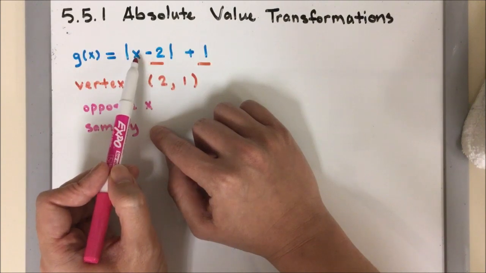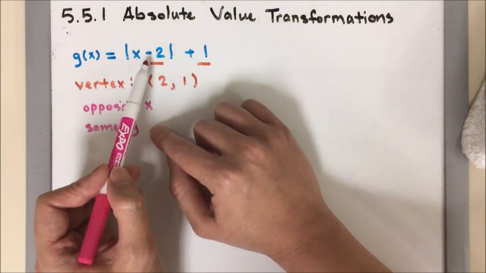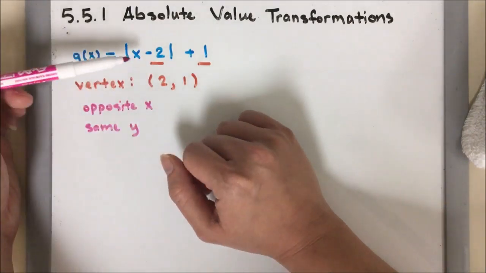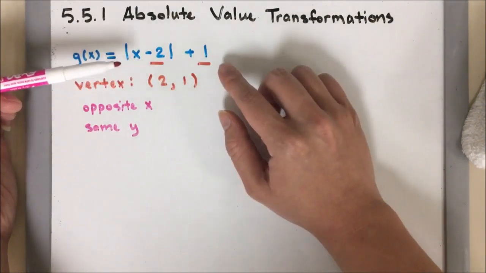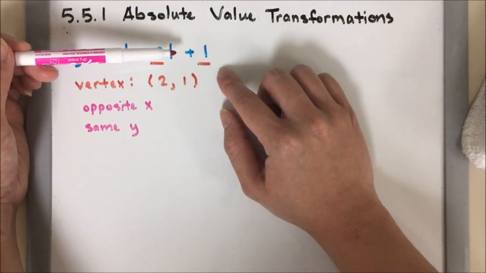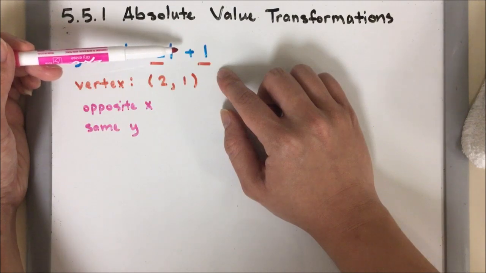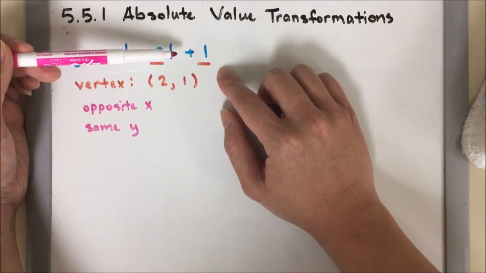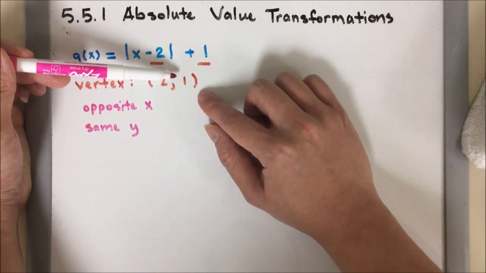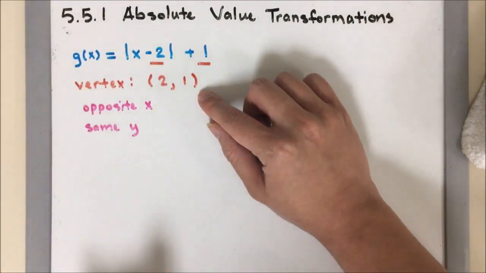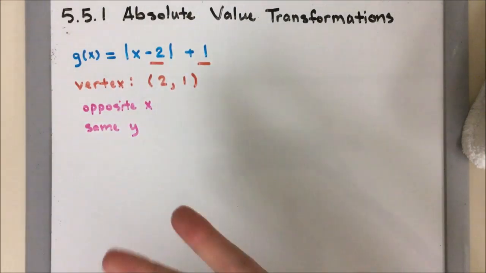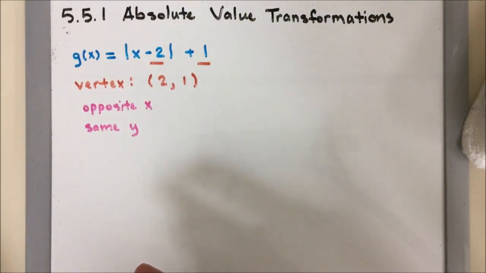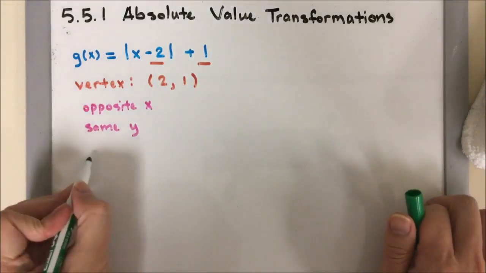So let's review. Inside is x minus 2. If you look at the number, minus 2 is the same as negative 2. So the opposite of negative 2 is positive 2. So that's the x coordinate of the vertex. Now the number that's behind, since it's plus 1, meaning positive 1, the y coordinate is same y. So the y coordinate is positive 1 for the vertex. So my vertex is 2, 1. Now once I identify my vertex, then I can set up my xy table.